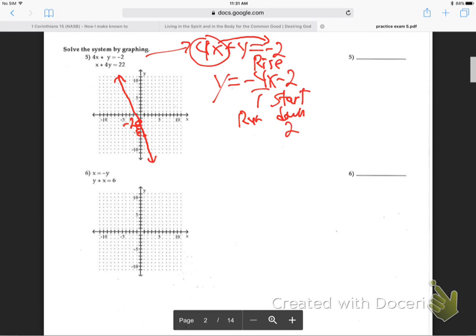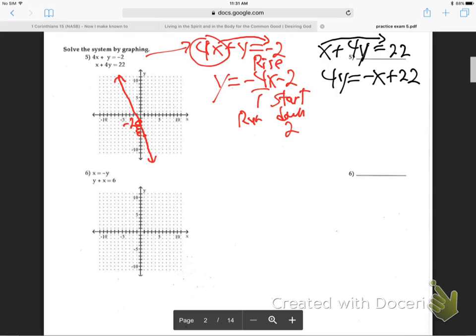Now let's do the second one. So what are we supposed to do with the second one? Get y alone. Same thing. Subtract x. So move the x over, and it becomes a negative x on the other side. We just put the x stuff in the front. So the right side will be negative x plus 22. And then divide everything by 4. Right.